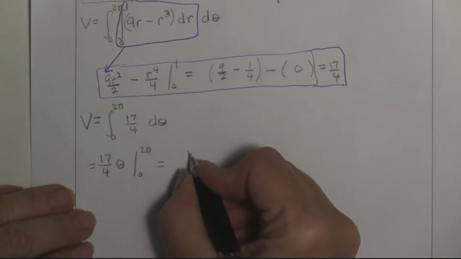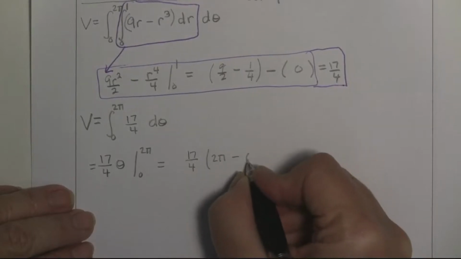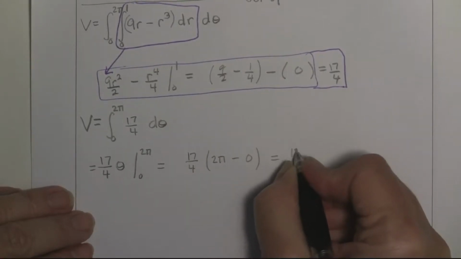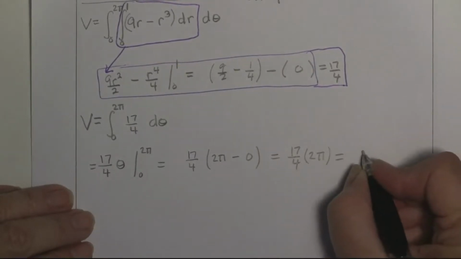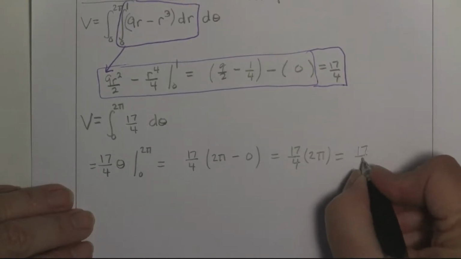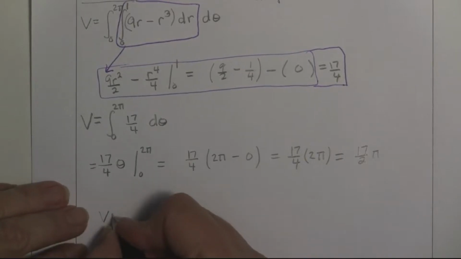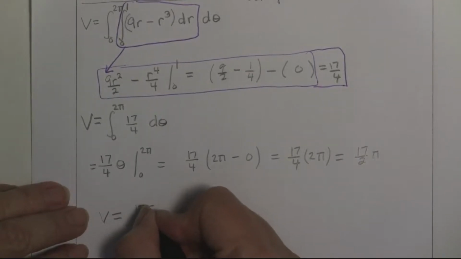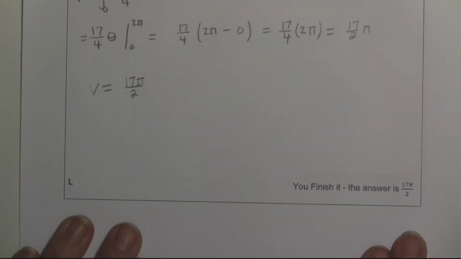This is going to be my volume, right? And so this is 17 over 4, and then 2 pi take away 0. So this is 17 over 4 times 2 pi, which equals 17 pi over 2. And that's my volume, right? That's what I said the answer would be.